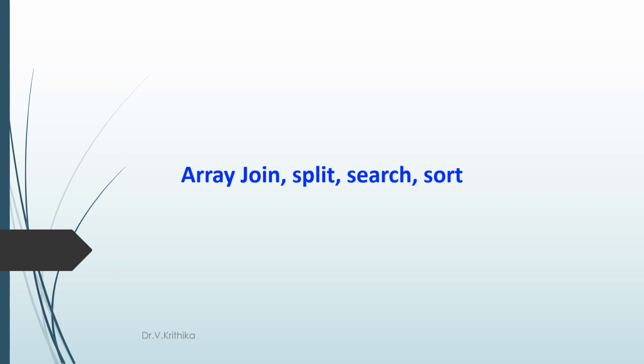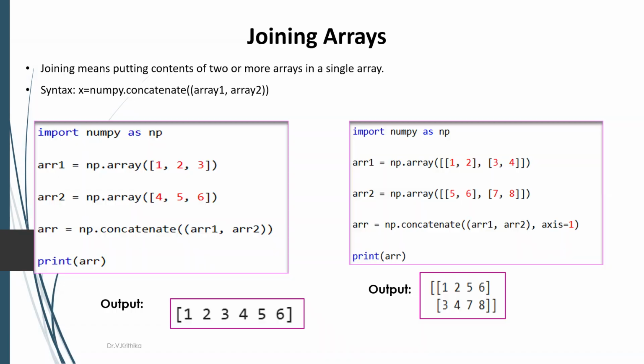Hi all. In my previous videos, you would have seen how to create a NumPy array. In this video, we'll check how to join two or more arrays, how to split the array, how to search the content in the array, and also how to sort it. So let us move into the content.